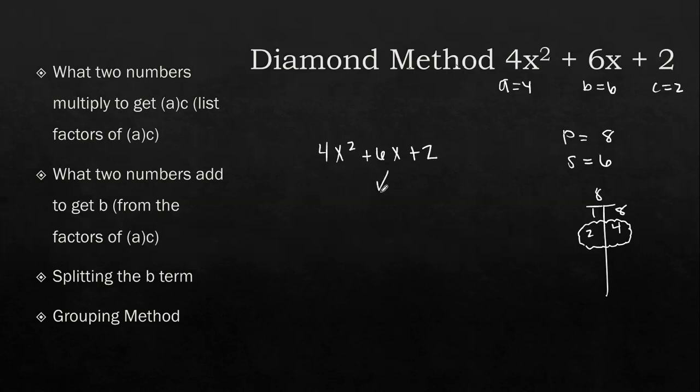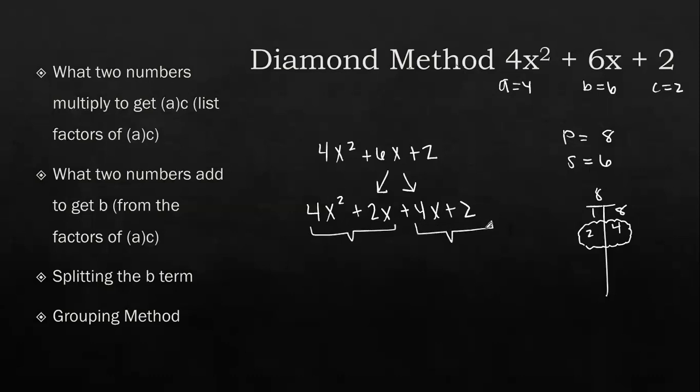I'm going to split my middle term: 4x squared plus 2x plus 4x plus 2. Again, if you wrote it the other way around, you will still get the same answer, because I actually wrote it the other way when I did it on my work. So you should still get the same answer. I'm going to group my two terms.